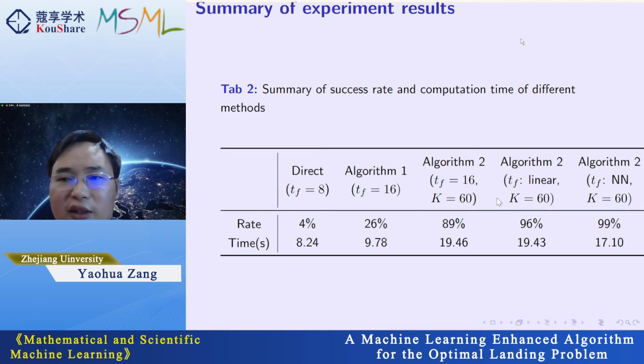The initial guesses of the optimal landing time are provided by the constant 16, a linear model, and the neural network model, respectively. The last one indicates the proposed machine learning enhanced algorithm. From this table, we can see that the proposed method achieves relatively the best performance, which indicates the efficiency of the proposed method.